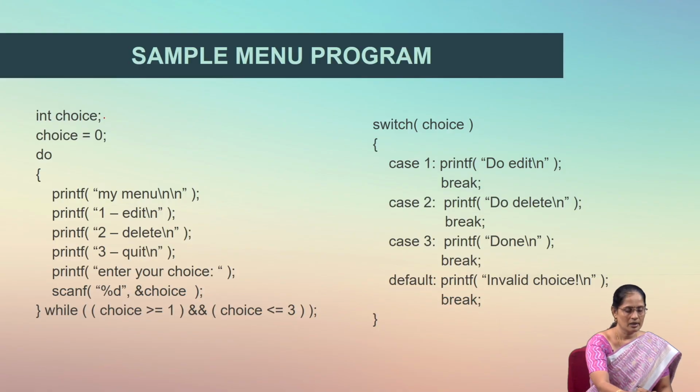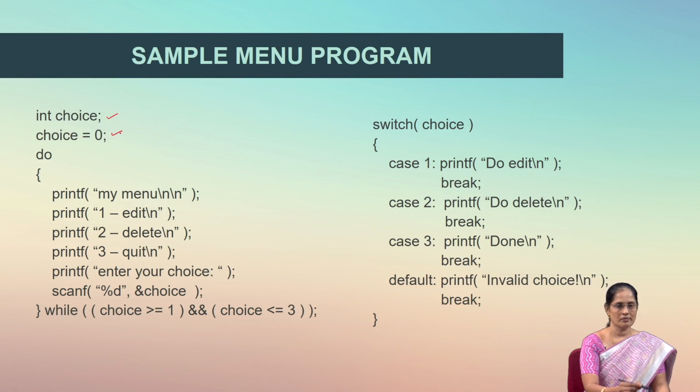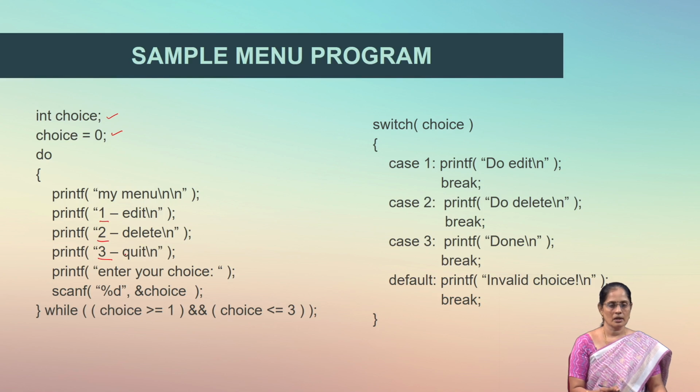Switch statements are also used for creating menu driven programs. Wherever we have a menu kind of structure, we can use the switch statement. Here is an example where we declare an integer variable named choice and give it the value 0, and we have a looping structure to display the menu. If I press 1 there is an edit option, if I press 2 there is a submenu delete, if I press 3 there is a submenu quit. We get the choice from the user using the looping structure.